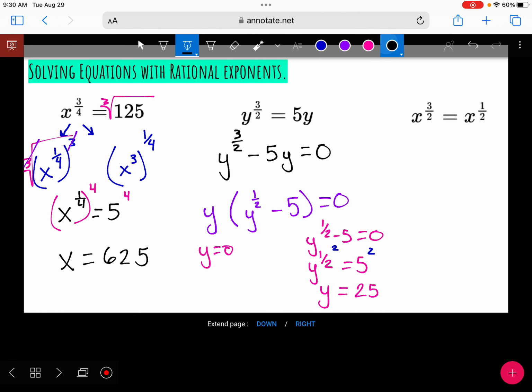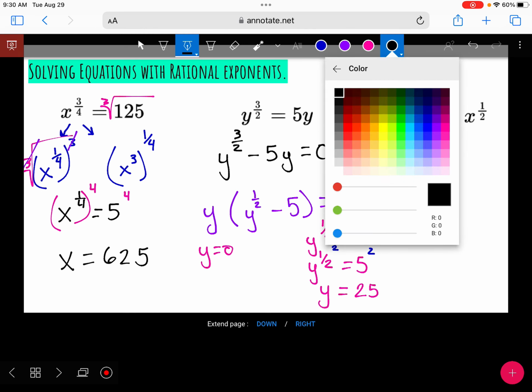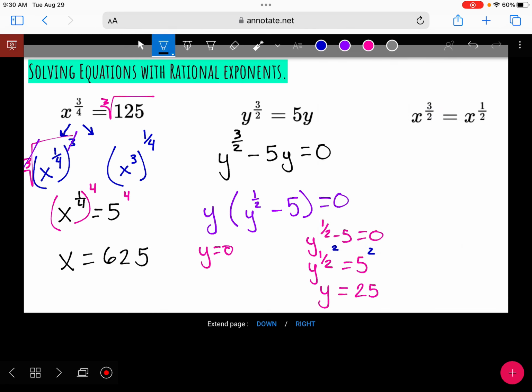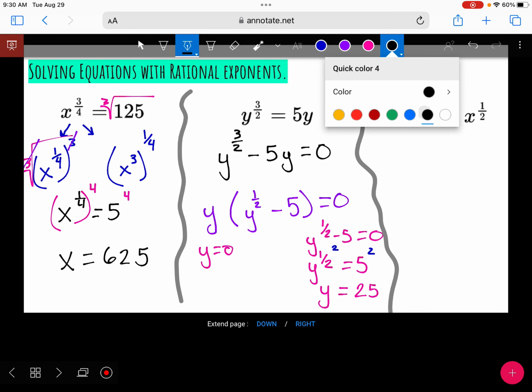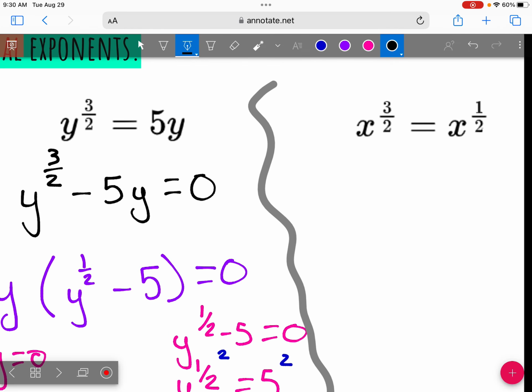I'm going to give us a little barrier here because I feel like these are all kind of blending together. I'm just separating those so we can see what's different.